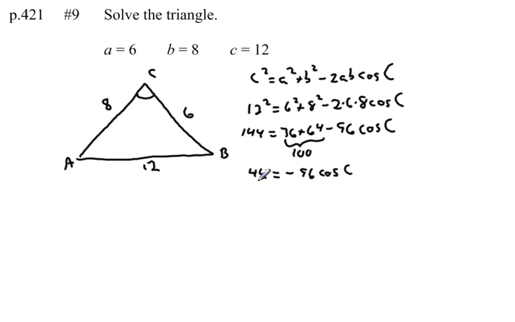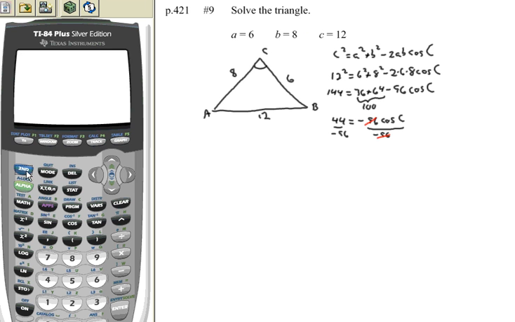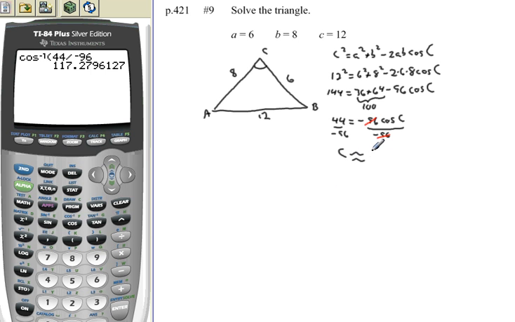Alright, now from here I need to divide both sides by negative 96. And once I do that, I'll have the cosine of C equals 44 over negative 96. If I take the inverse cosine of both sides, I'll know angle C. So let me do that. So the inverse cosine of 44 over negative 96 gives me an answer of about 117.28 degrees. So angle C is 117.28 degrees.